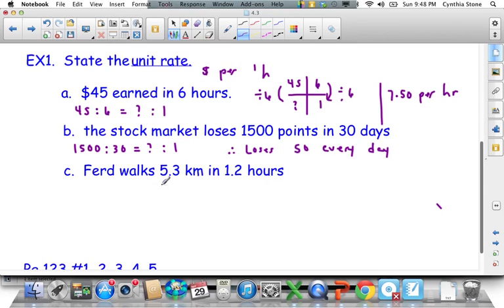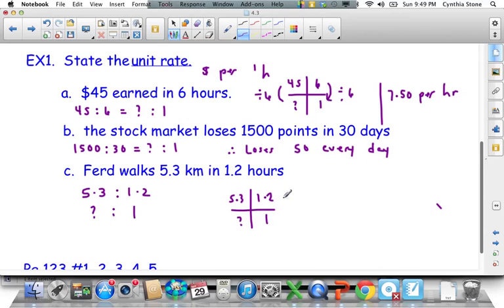Okay. Ferd walks 5.3 kilometers in 1.2 hours. So we want to know his unit rate. We want to know how many kilometers per hour does he walk. Well, so we know he does, and we don't like these because they're decimal points, but sometimes we use them. 5.3 to 1.2, and we want to know how many per 1, right? So let's set up our T. Again, the quick answer, by the way, 5.3 divided by 1.2 is the answer. But let's again remind ourselves why. Is, I don't know, to 1.